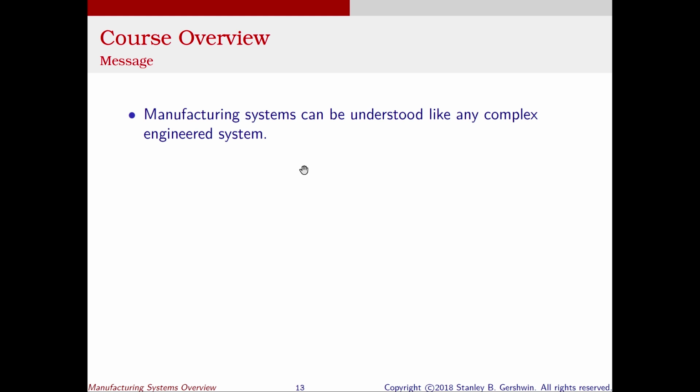This course has a message, and that is that manufacturing systems can be understood like any complex engineered system. There are two views about factories that are very widespread. One is that factories are huge messes that cannot possibly be understood, and that the best that anyone can do is to overbuild them and then react to unwelcome events as they happen. The other is that factories can be understood, but only designed and operated using common sense, non-quantitative methods. The message here is that we can treat factories with quantitative engineering approaches and methods.